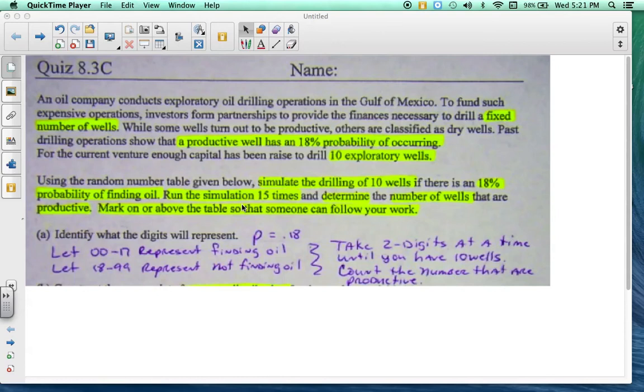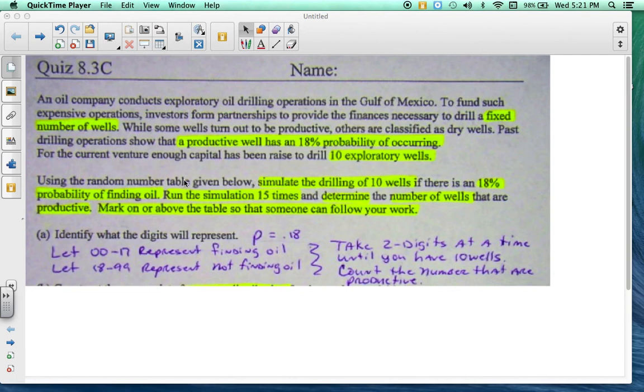Okay, this is just a quick video over the simulation that I gave you in class today. This is 8.3c. We're talking about a fixed number of wells, and a productive well has an 18% probability of occurring. So a productive well, make sure you're using that nomenclature, okay? For the current venture, enough capital has been raised to drill 10 exploratory wells.